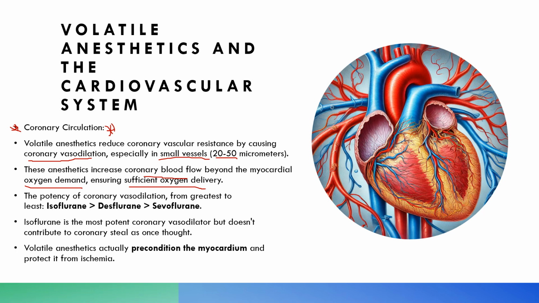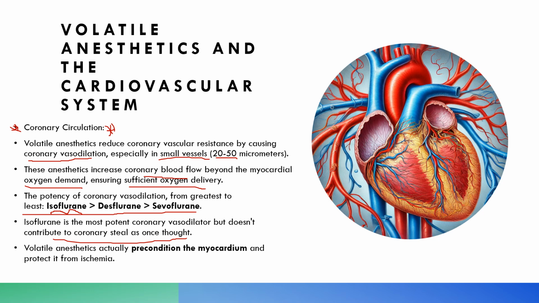Potency of coronary vasodilation from greatest to least: ISO, DES, and then SEVO. So this is probably why you see isoflurane used pretty commonly in your open heart rooms. Isoflurane is the most potent coronary vasodilator, but doesn't contribute to coronary steal as once thought. We'll talk about what coronary steal is, and theoretically it's still taught in the textbooks, and it's something that you should be aware of.